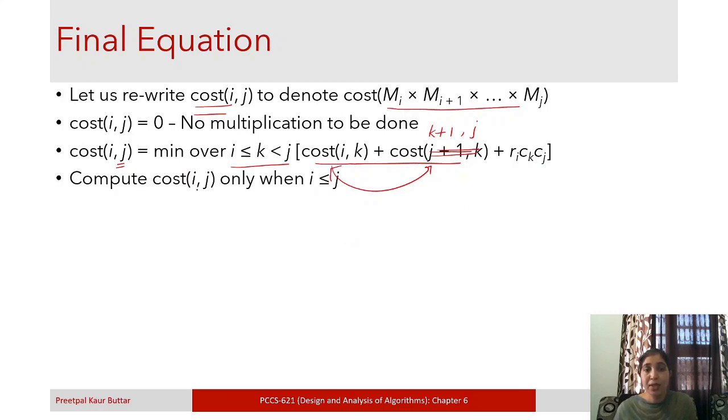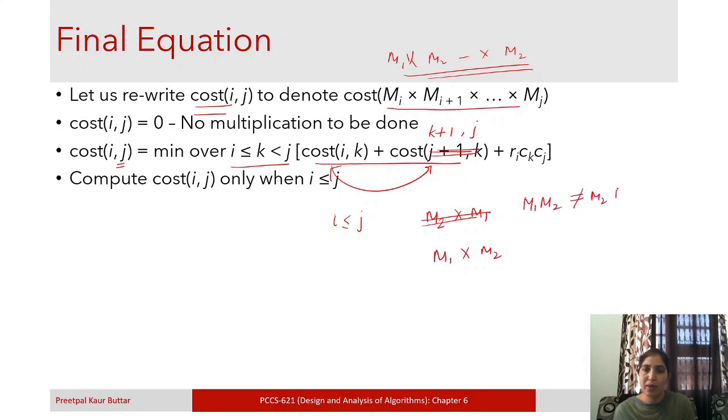And we compute this cost ij only when i is less than or equal to j. It means we are not multiplying m2 with m1, right? We are multiplying m1 with m2. The order must be maintained, because m1 into m2 into m4, the matrices are like this. You cannot change this order, because as I already told you, m1 into m2 is not equal to m2 into m1. So you will multiply only when i is less than or equal to j.